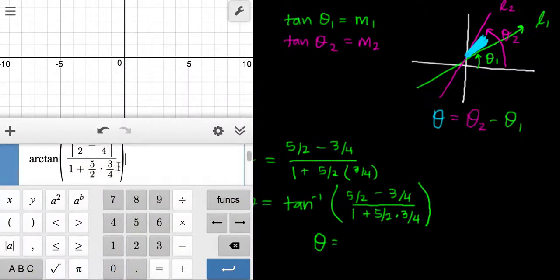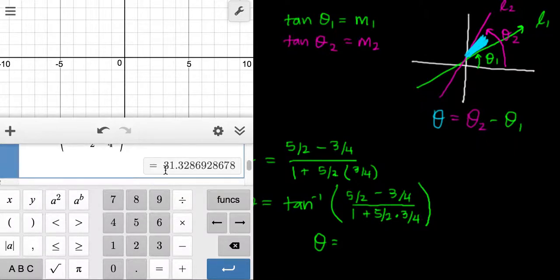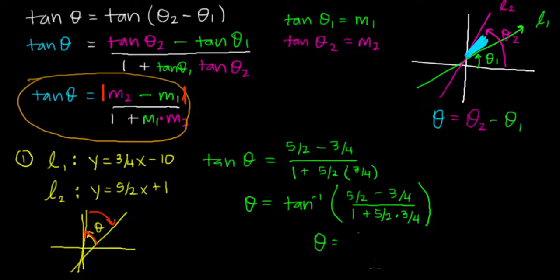I went ahead and plugged it in. So we have the arctangent of 5/2 minus 3/4 in absolute value. Probably don't want to forget that, so I'll go back and rewrite it. And then over 1 plus 5/2 times 3/4. And then after it's done, we end up getting 31.3. So we'll write down that theta is equal to 31.3 degrees. And then just to keep things consistent, put the absolute values around that. This is essentially how you find the angle between any two given lines.